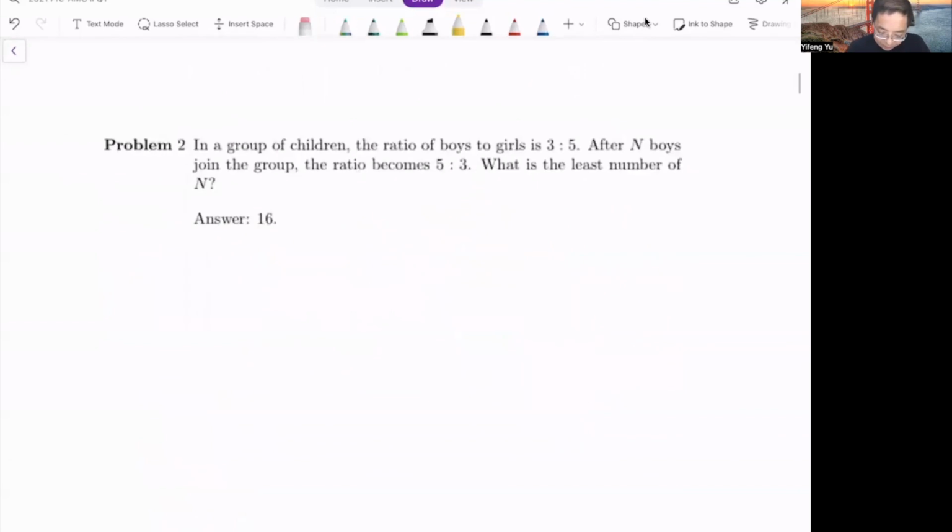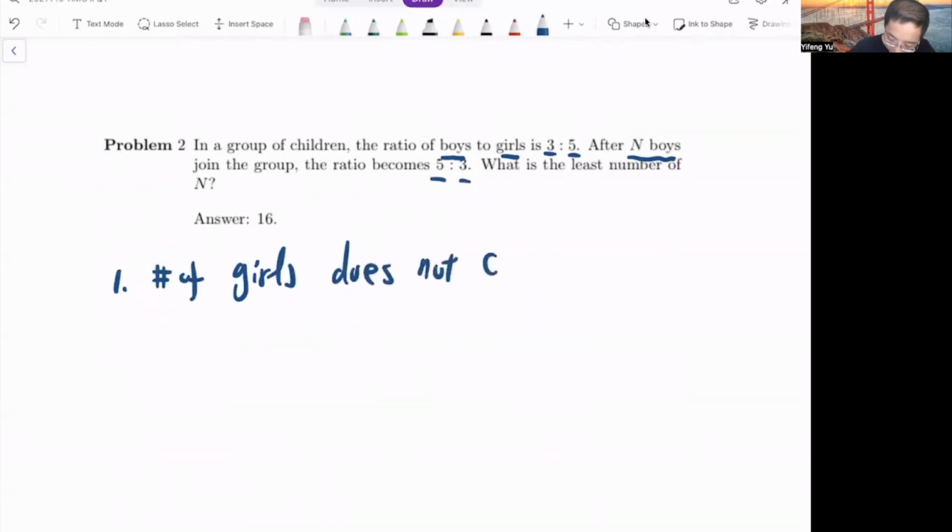Question number 2. In a group of children, the ratio of boys to girls is 3 to 5. After n boys join the group, the ratio becomes 5 to 3. The question is, what is the least value of n? So n is the number of boys that later join the group. First of all, we realize there's one quantity that does not change, which is the number of girls.